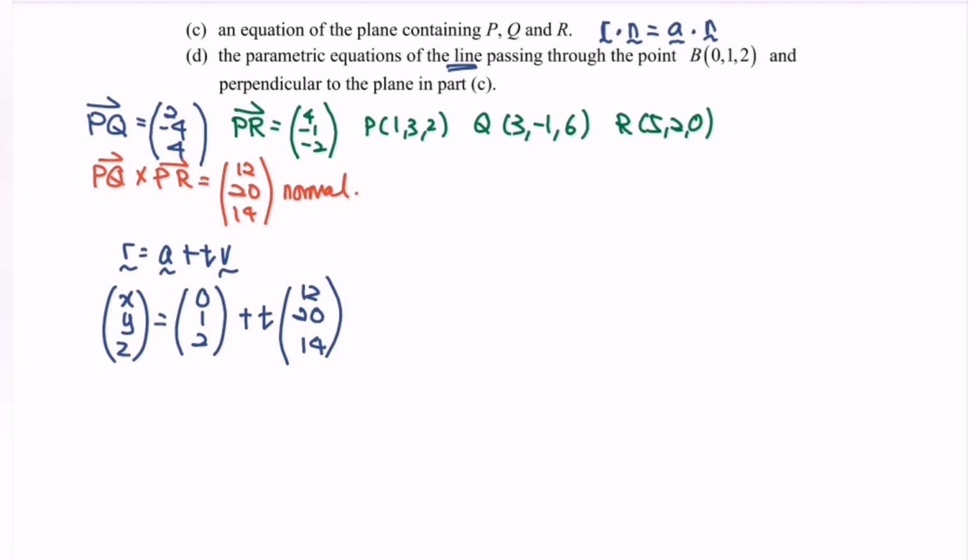Next, kindly refer to the question. The question asks us to represent the situation in parametric equation of a line. So x is equals to 12t, y is equals to 1 plus 20t. Finally, z is equals to 2 plus with the 14t. So that is the parametric equation of a line that is passing through the point B and also perpendicular to the plane in part C.